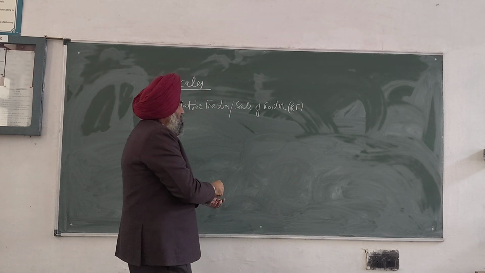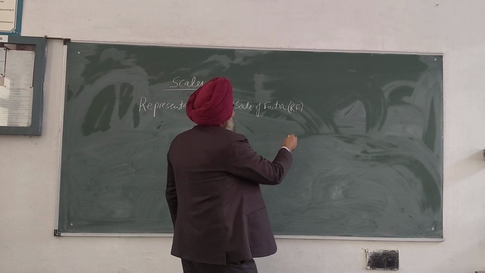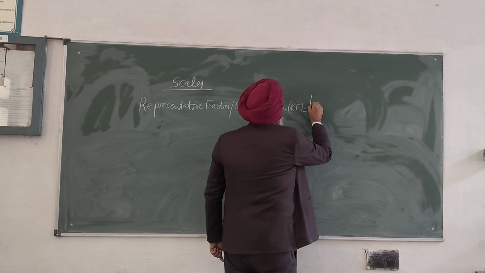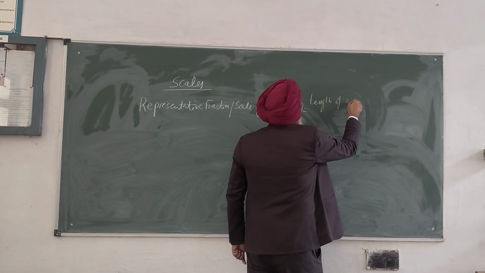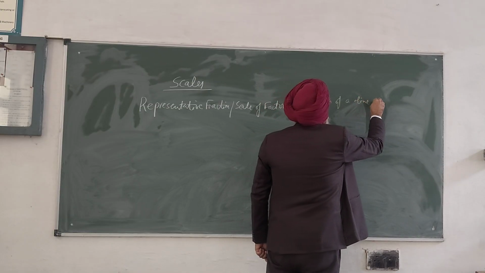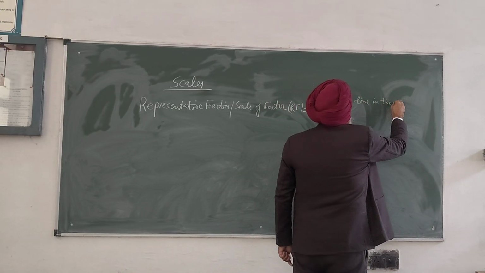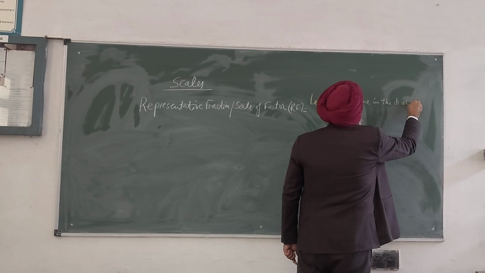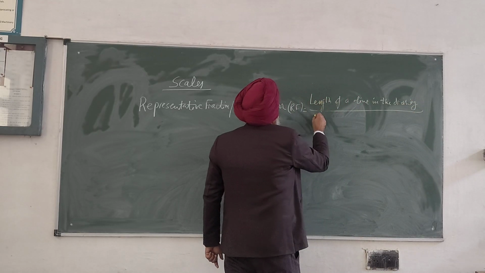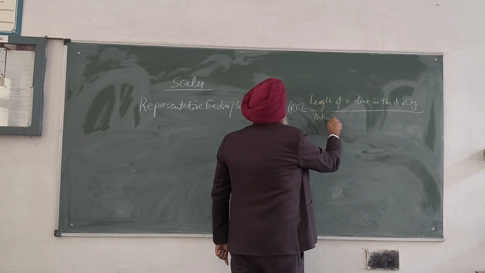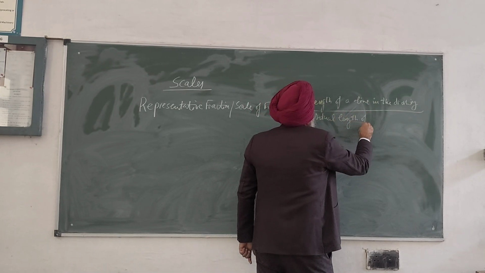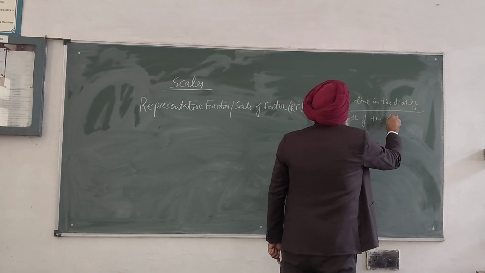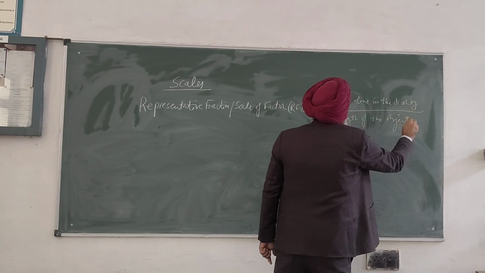If you recall my previous lecture where we discussed what is RF, RF is basically the length of a line in the drawing to the actual length of the object.